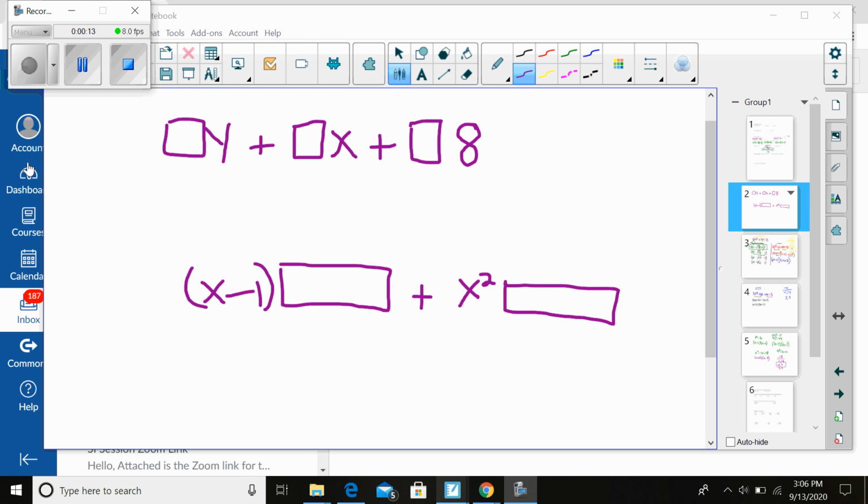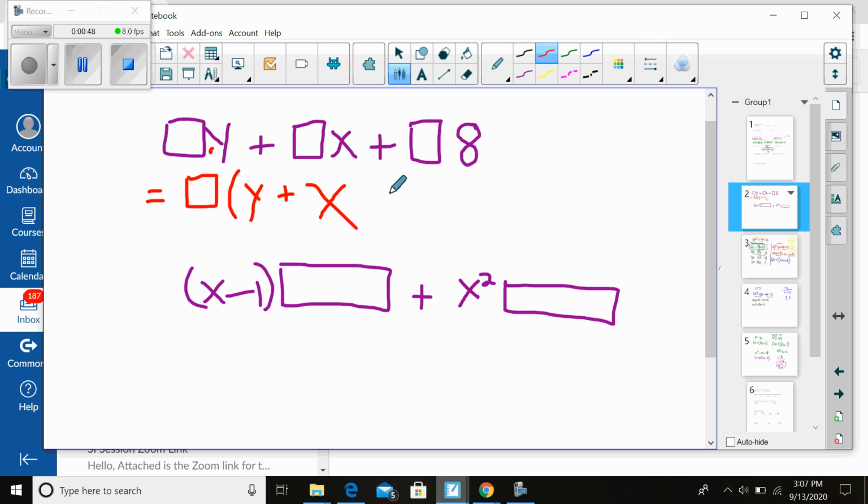Okay, so notice if I had something like this, square times y plus square times x plus square times 8. When I factor, what I'm really doing is looking at what's common to each and bringing that outside. And keep in mind I'm dividing it out, because this means square times y. So if I divide this term by square, I'm left with just y, right? And I'd be left with just x.